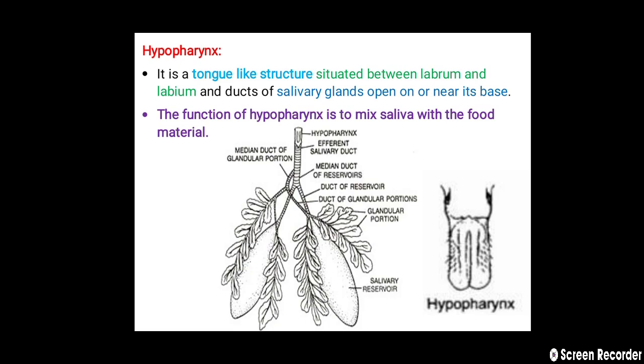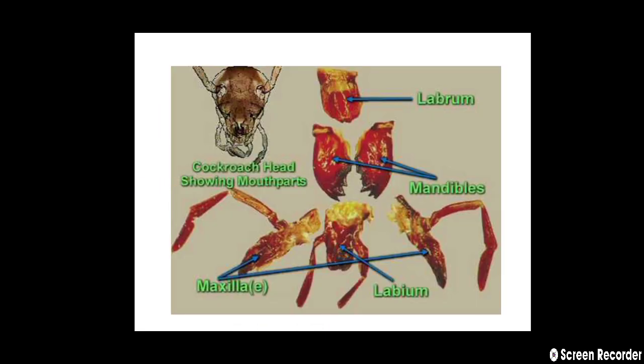Then next part is the hypopharynx. It is a tongue-like structure situated between the labrum and labium, and ducts of the salivary glands open on or near its base. The function of the hypopharynx is to mix the saliva with the food material. So this is the chewing and biting type of mouthparts.